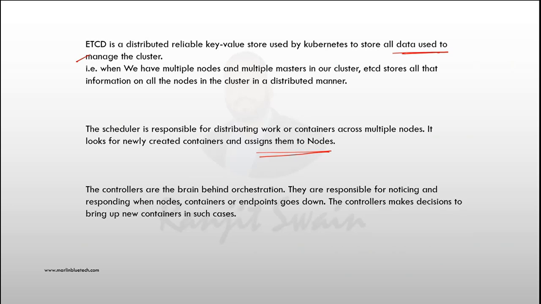So the controller makes decisions to bring up new containers in such cases. What cases? They are responsible for noticing and responding when nodes, containers, or endpoints go down, right? Then it takes the decisions on what needs to be done. Based on the manifest file, based on the setups we have done, it will decide, right?